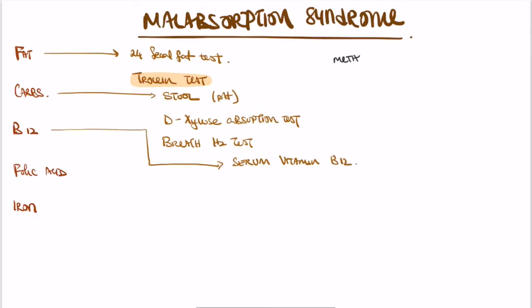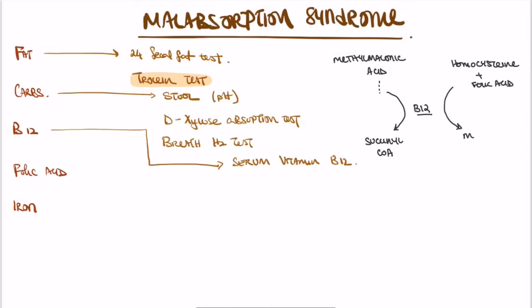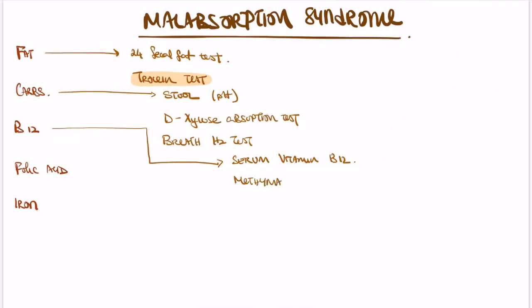From biochemistry, there are two enzymatic reactions that are dependent on B12. The first reaction has methylmalonic acid converted into succinyl-CoA using B12 as a cofactor. In the second reaction, homocysteine is converted into methionine using B12 and folic acid. So a deficiency in B12 would lead to a serum increase of methylmalonic acid and homocysteine levels, and that would be a good indication for B12 deficiency.